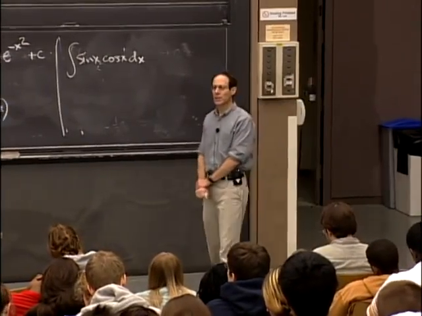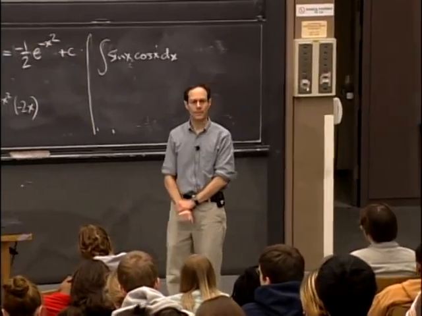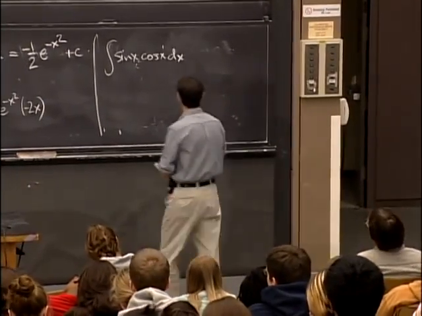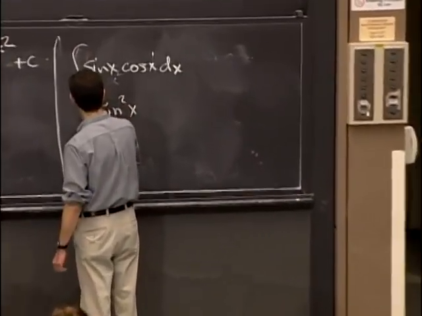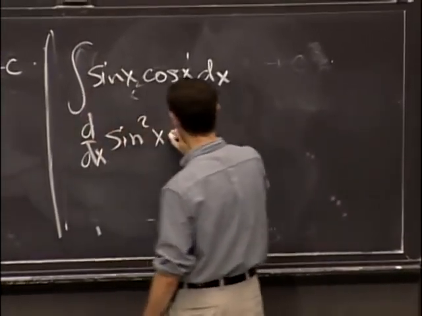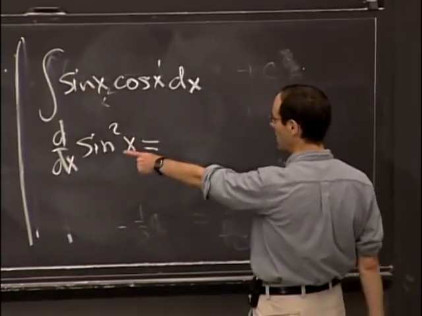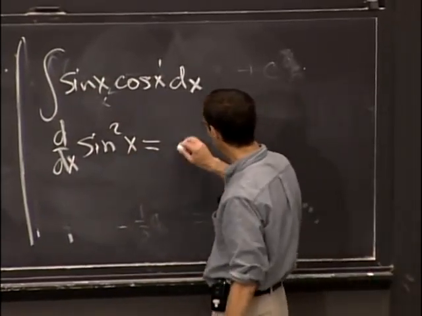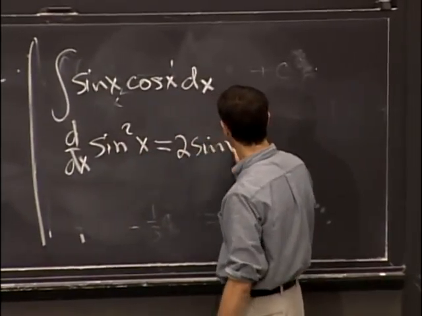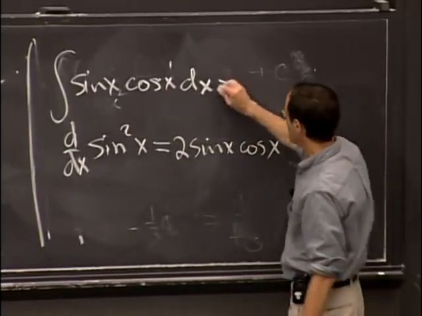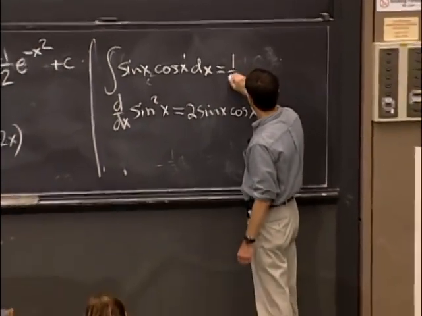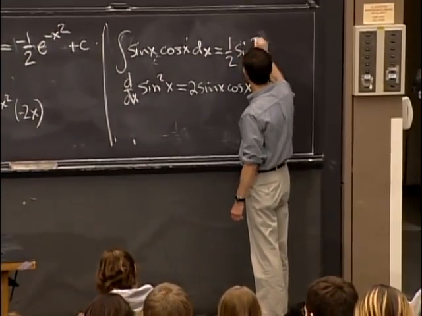So what's a good guess for this one? Someone's suggesting sine squared x. So let's try that. Over 2. Well, we'll get the coefficient in just a second. So sine squared x, if I differentiate it, I get twice sine x cosine x. So that's off by a factor of 2. So the answer is a half sine squared x.